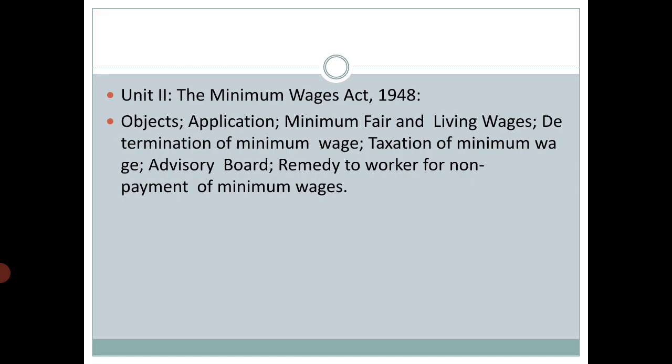Objects, application, minimum fair and living wages, determination of minimum wage, taxation of minimum wage, advisory board, remedy to worker for non-payment of minimum wage, etc.